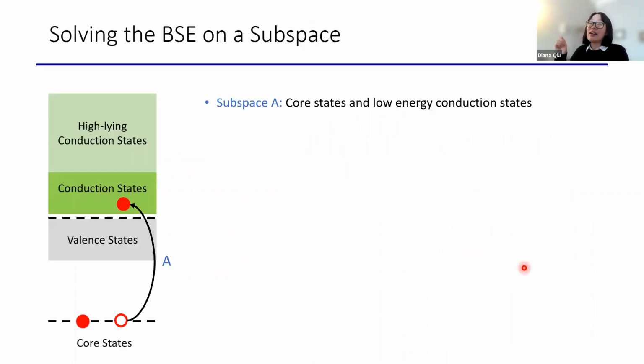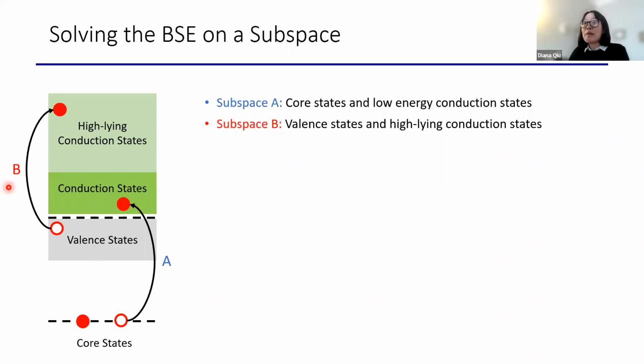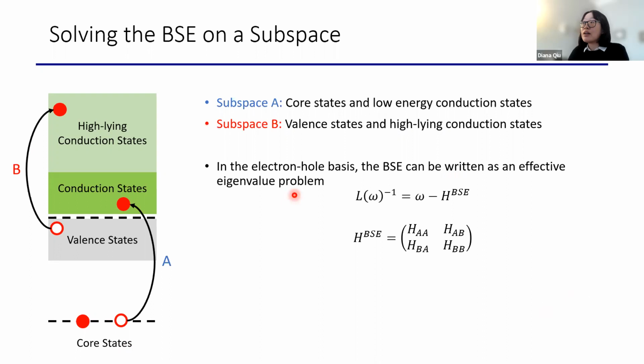So first, let's consider how we partition our Hilbert space. The naive calculation was done in a subspace, which I'll refer to as the A subspace, which includes only these core to conduction transitions. And then the remaining Hilbert space is composed of the B subspace, containing the valence to high energy conduction transitions. And in the electron hole basis, the Bethe-Salpeter equation is written as an eigenvalue problem with an effective Hamiltonian, and the full Hamiltonian is made up of transitions from the A and B subspaces.